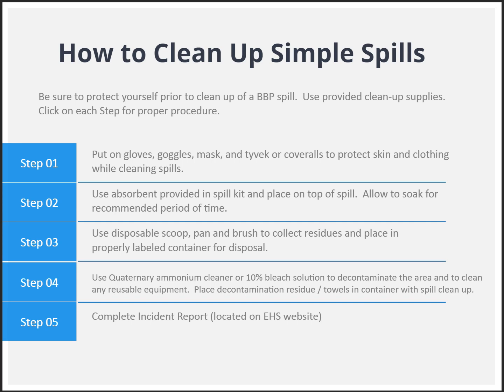To clean a spill, put on gloves, goggles, mask, and Tyvek or coveralls to protect skin and clothing while cleaning. Use absorbent that is provided in the spill kit and place on top of the spill, allowed to soak for recommended period of time. Use disposable scoop, pan, and brush to collect residues and place in the properly labeled container for disposal. Use a quaternary ammonium cleaner or 10% bleach solution to decontaminate the area and clean any reusable equipment. Place decontamination residue and towels in the container with the spill cleanup. Finally, complete an incident report located on the EHS website.